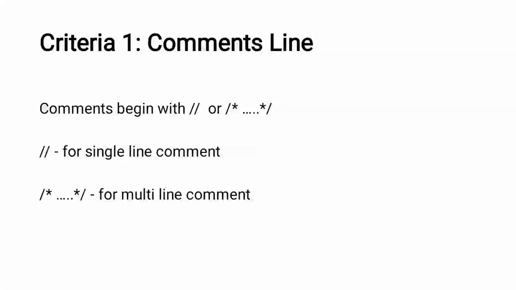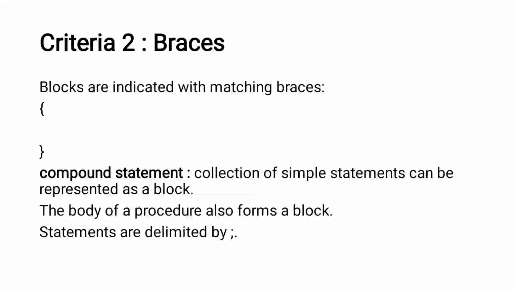Criteria one is for comment lines. Comments always begin with a double slash or slash asterisk and end with asterisk slash. The double slash is used for a single-line comment, and slash asterisk ending with asterisk slash is used for multi-line comments. Criteria 2 is for braces.